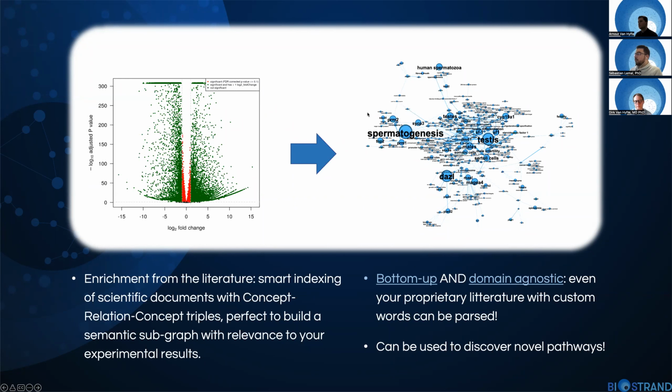And with this, you can have a bottom-up and domain-agnostic way to generate these enrichment analyses based on your experiment. And you can use that to discover novel pathways if they have not been found previously, explicit structure and so on, based on what you have in the literature.